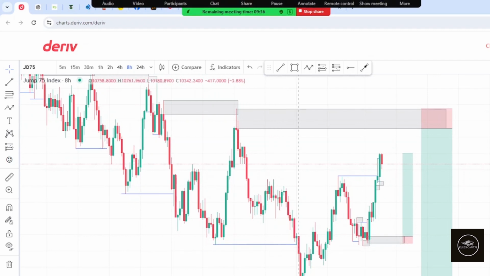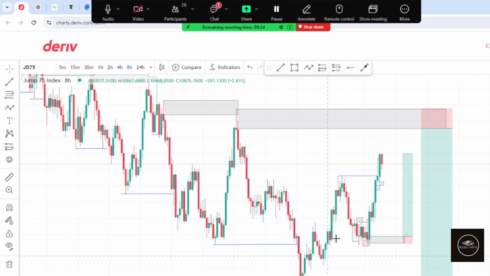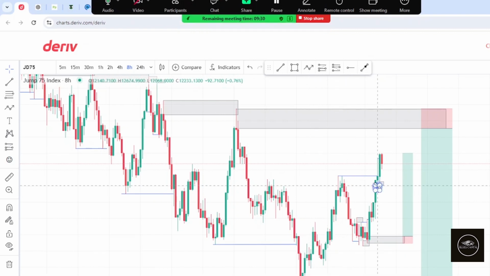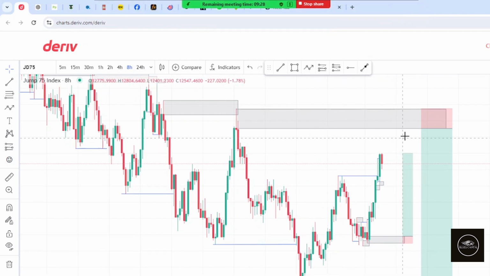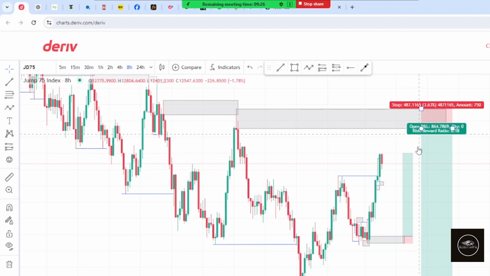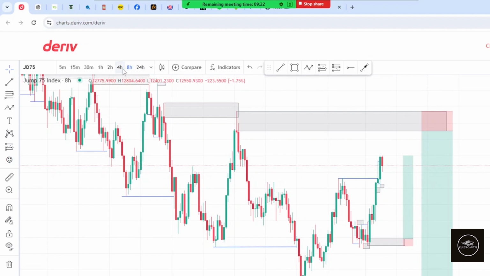Remember, this is the break of structure to the downside. So this is expansion. The retracement is this move. So I'm anticipating the market to retrace to this particular zone before continuation to the downside. So moving down to the 4 hours time frame.